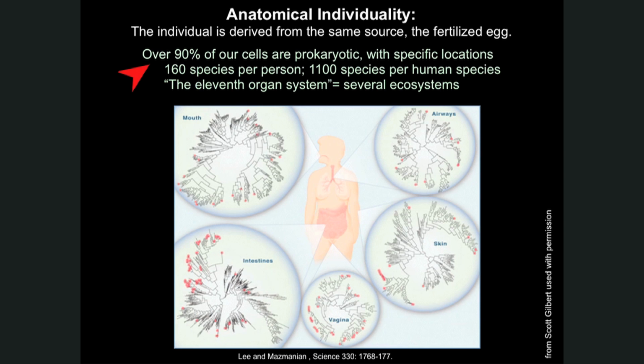Over 90% of the cells in our body are prokaryotic. That means they're bacteria, they're not nucleated cells. Each of us has about 160 of these necessary symbionts, and the human race has about 1,100. And you have different ecosystems of these microbes. In your airway, on your skin, your right hand ecology differs from your left hand. For instance, the vagina, the intestine, the mouth all have their own ecosystems of bacteria.